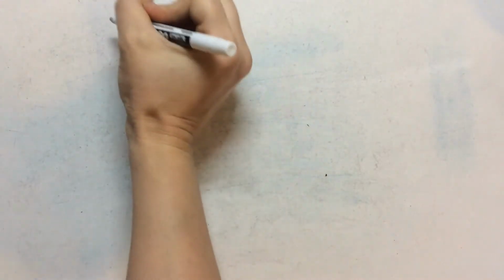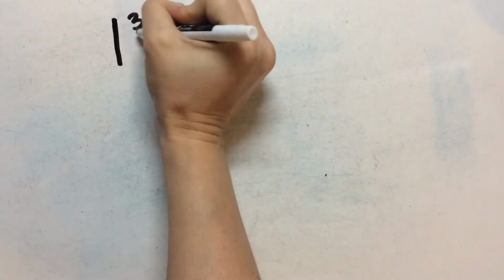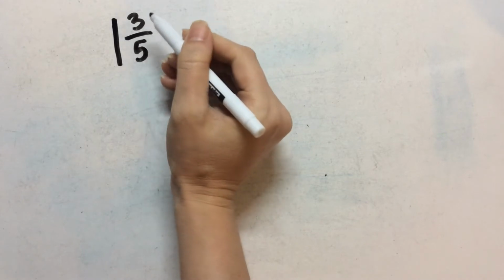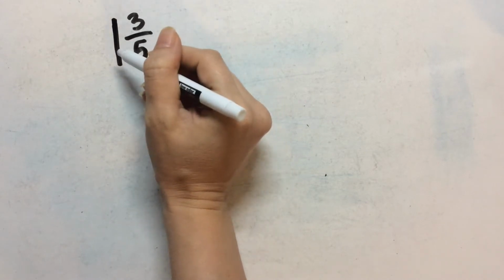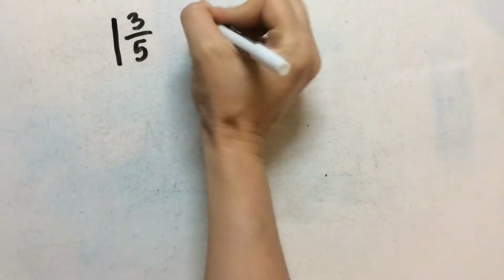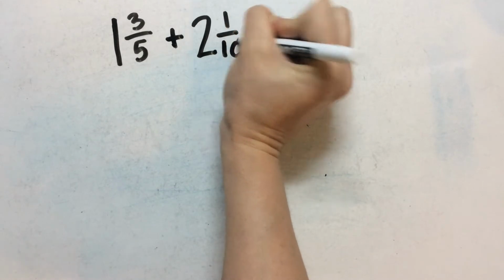Hey y'all, so I'm going to show you how to add together mixed numbers. If you forgot what a mixed number is, it is a whole number with a fraction. So 1 3/5, we can think about this as 1 plus 3/5. But we're going to take this mixed number, 1 3/5, and add 2 1/10.